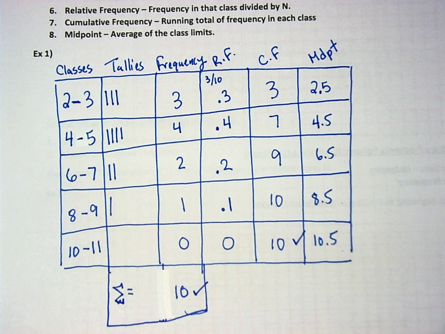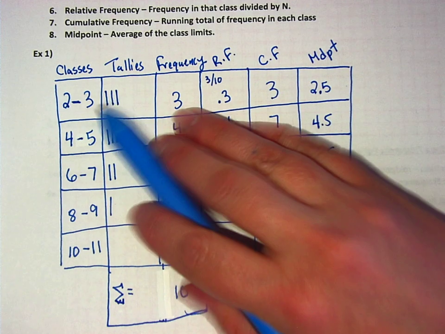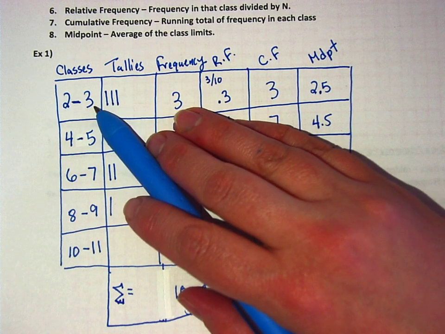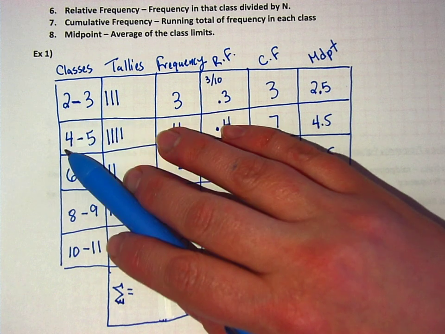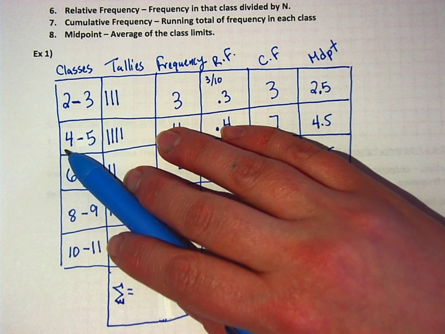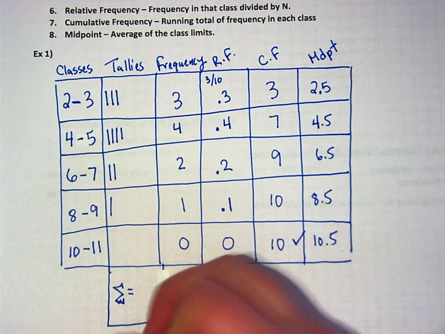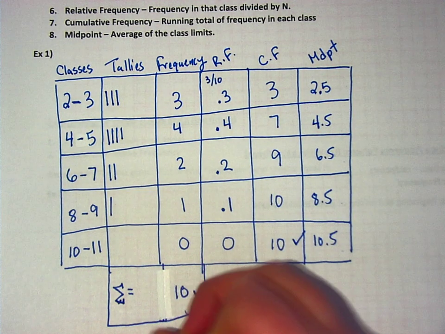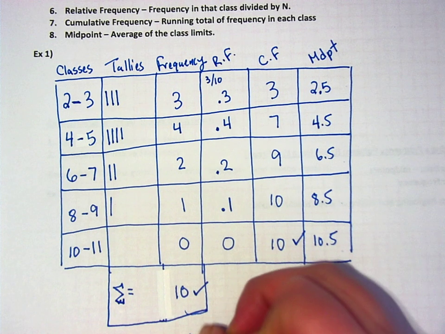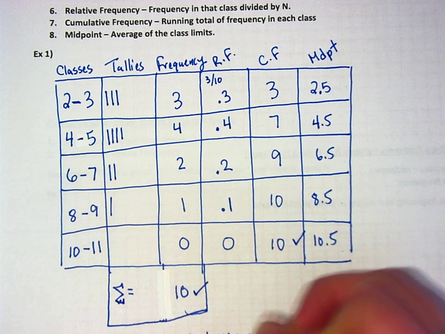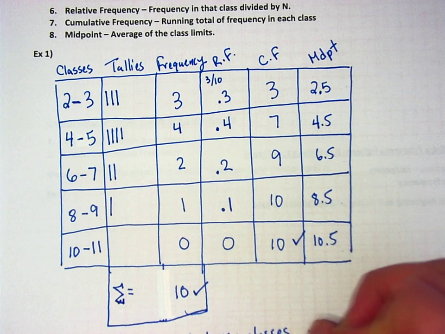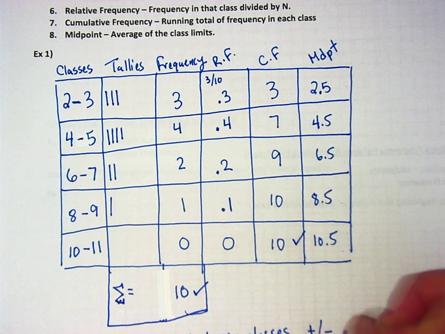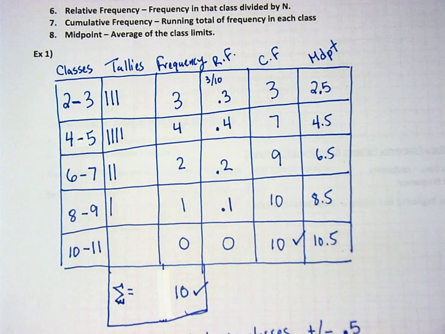Class boundaries are something that are halfway between the classes. So if I had to have a point that was halfway between 3 and 4, what would it be? 3.5. So it is a number halfway between the classes. In this case, it is adding or subtracting 0.5 from stuff.